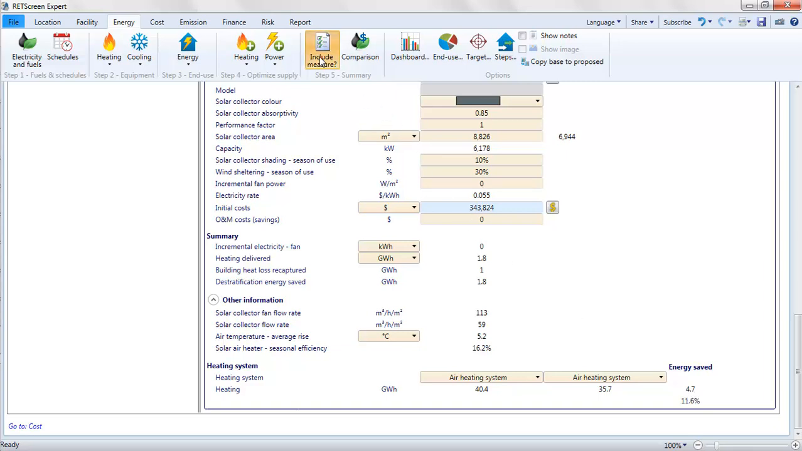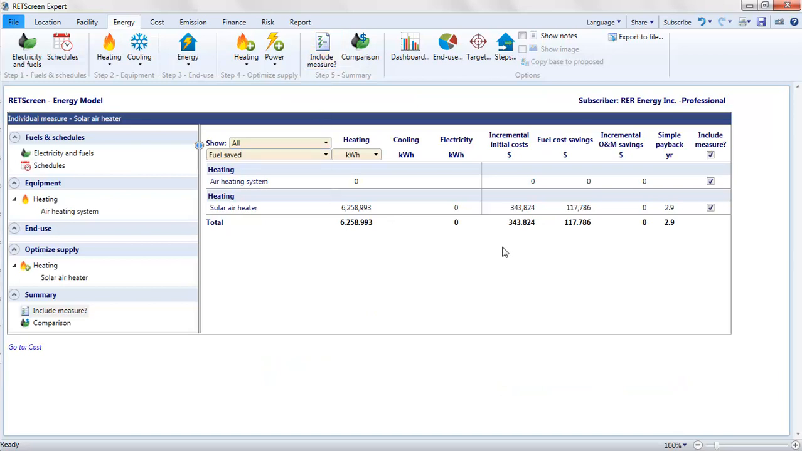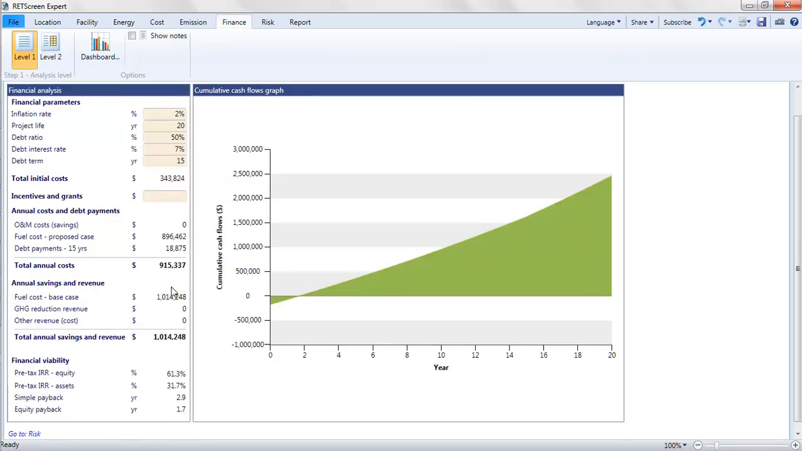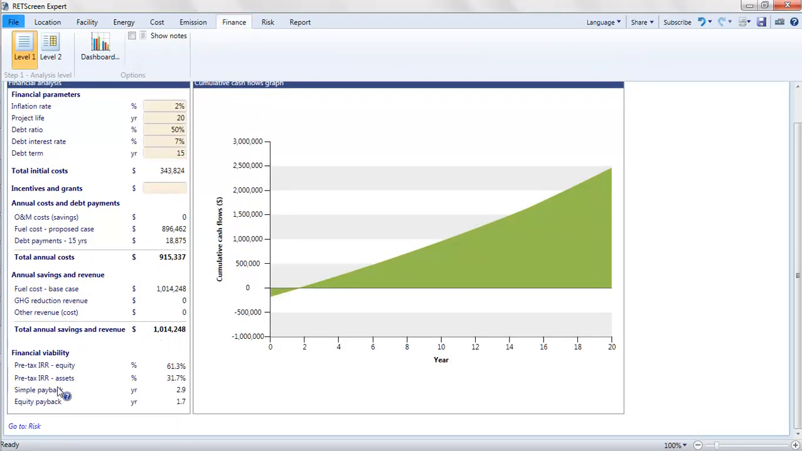And this is reflected on the include measure table, where we see that we have fuel cost savings of $118,000 per year, which results in a simple payback of just under 3 years. Going to the finance page, for the parameters that are by default used here, we see that we have a very profitable project.